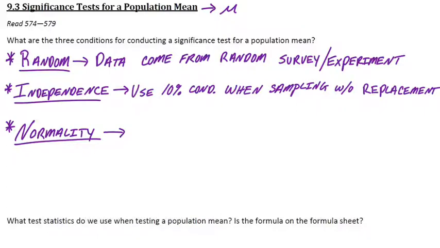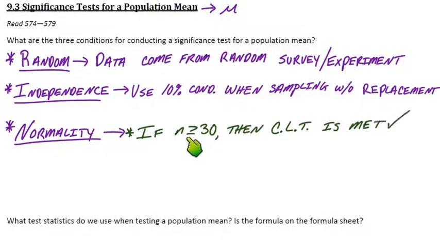So if you'll remember for means, there is one way we can say that the sampling distribution is approximately normal, and that is if the sample size is big enough. So if n is greater than or equal to 30, then we can mention something about the CLT being met, put a check mark, and be on our way.